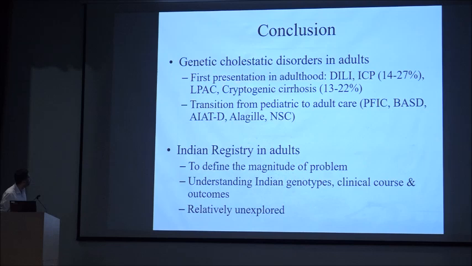So, I'd like to conclude by saying that genetic cholestatic disorder in adults can be the first presentation in adulthood, or it could be a transition from pediatric to adult care. The Indian registry in adults is needed to define the magnitude of the problem, understand Indian genotypes, clinical course, and outcomes. Because it is a relatively unexplored area, we will get a first mover advantage.